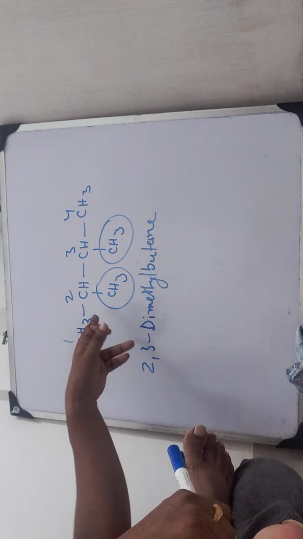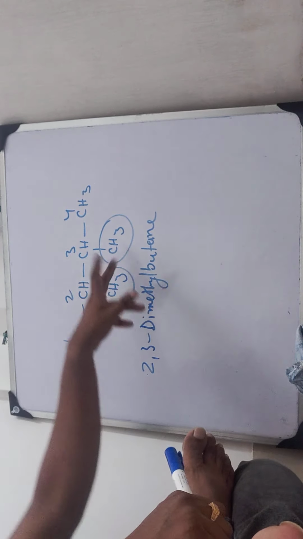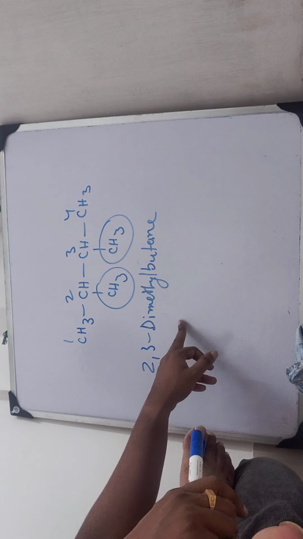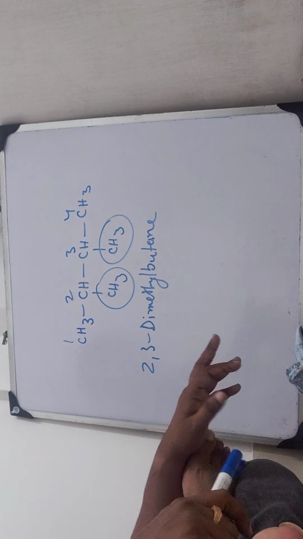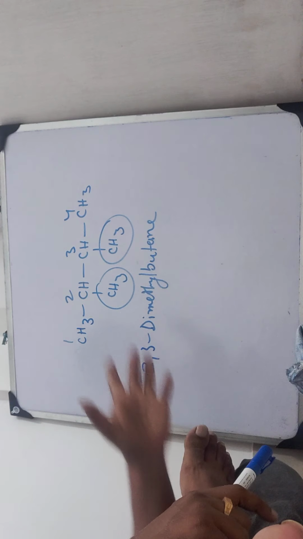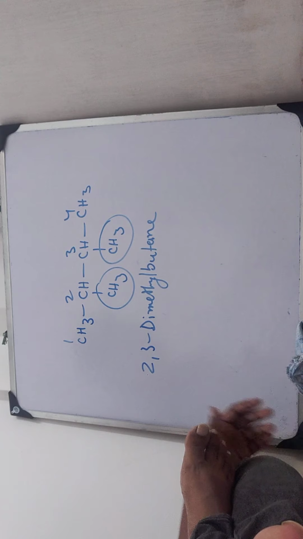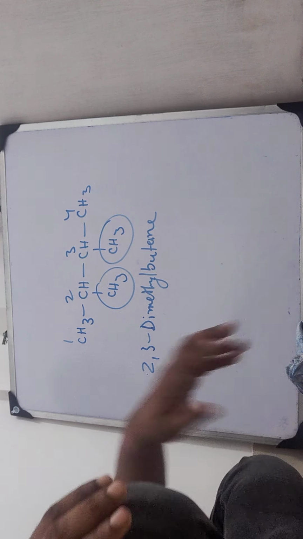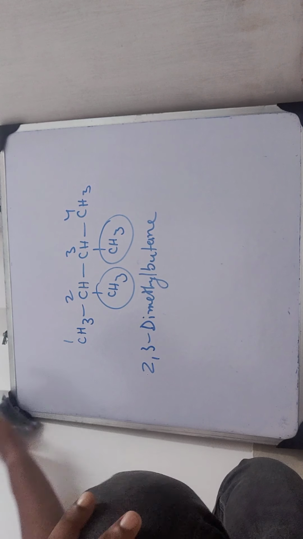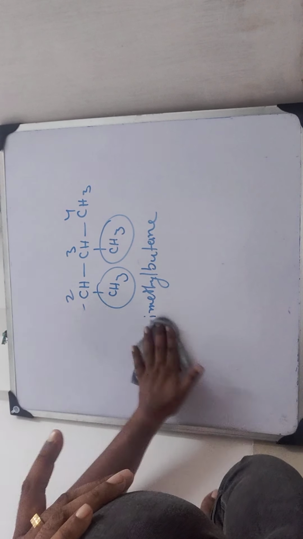Why 2 comma 3? Because in 2 position and 3 position 2 methyl groups are present. As 2 methyl groups are present, that is why I have written dimethyl. And why butane? Because in the longest chain there are a total of 4 carbon atoms. Is it fine with everyone? Very good. So this is how we do it when more than one methyl group is present. It can also happen that both the methyl groups are connected to a single carbon.